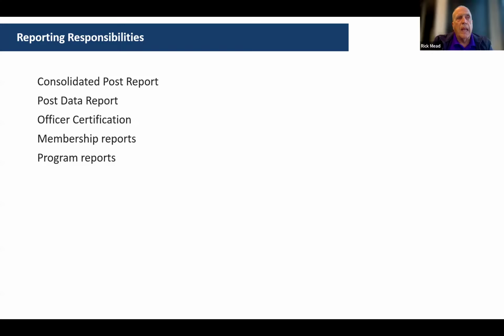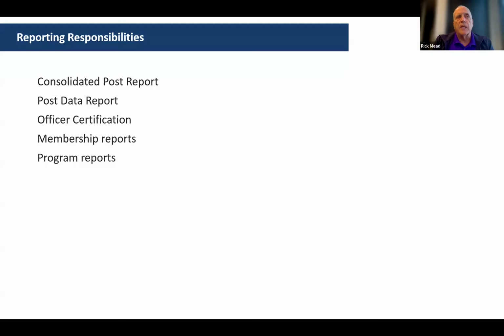And as an adjutant, you have access to my account, then you go to your groups and you go to your post. And one of the things that's there is the consolidated post report. You can fill it out there. Now, if you don't want to do it online and you want to get the paper form, those are not sent out directly. I will be happy to send you a copy of it if you send me an email.